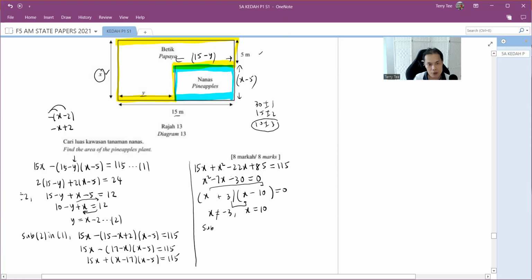Now let's sub inside equation number 2 to find your y value. Your y is 10 minus 2, which is 8. But we're not done yet. We're finding the area of the pineapple. Pineapple means we need to take the length here, 15 minus y here, see this? And the width is x minus 5. So your area of pineapple is 15 minus 8. And the width is x is 10, 10 minus 5. So it is 7 times 5, 35 square meters.